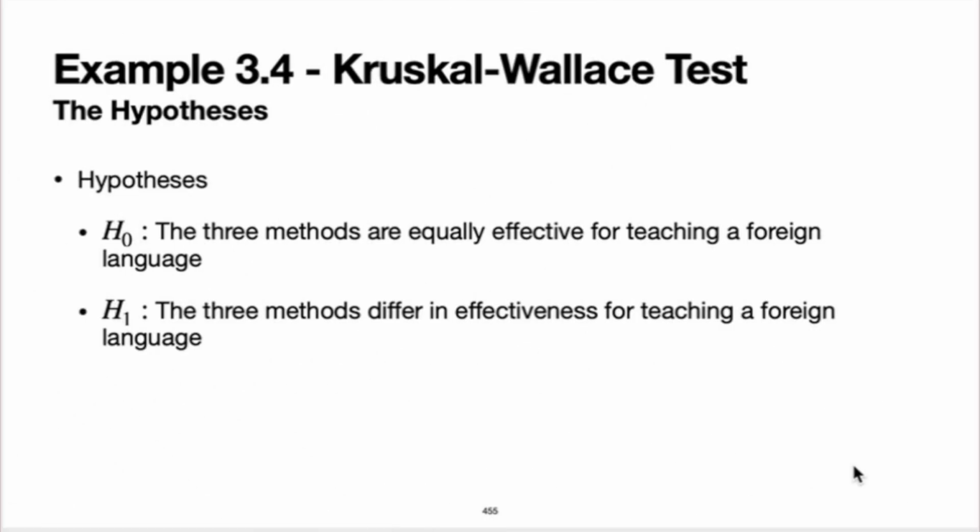The hypotheses that we'll be testing: the null hypothesis is that the three methods are equally effective for teaching a foreign language. There are no differences. The alternative is that the three methods do differ in effectiveness for teaching a foreign language. We're not specifying in this alternative which ones are different. We're just saying that there are differences somewhere. Implicit in this, though, is that there's a difference in location.